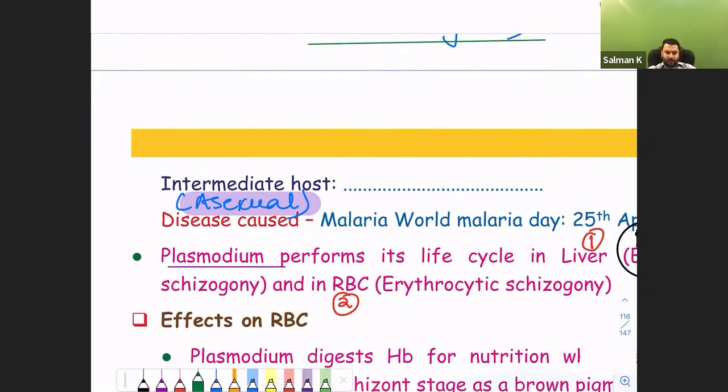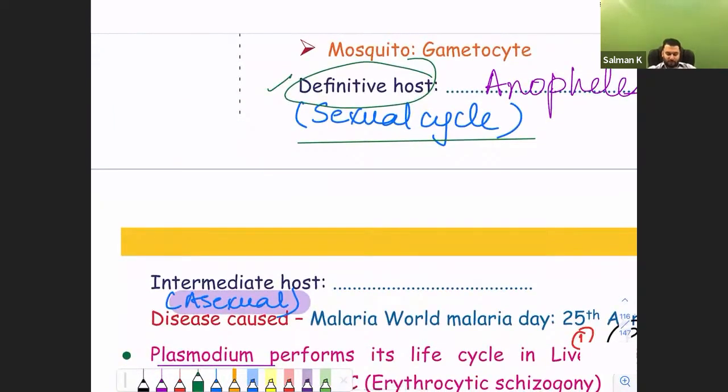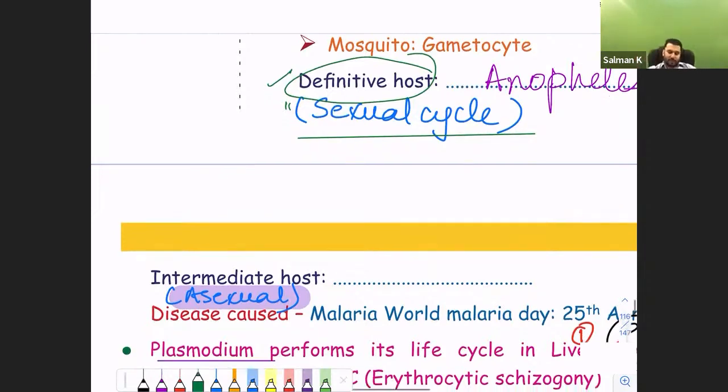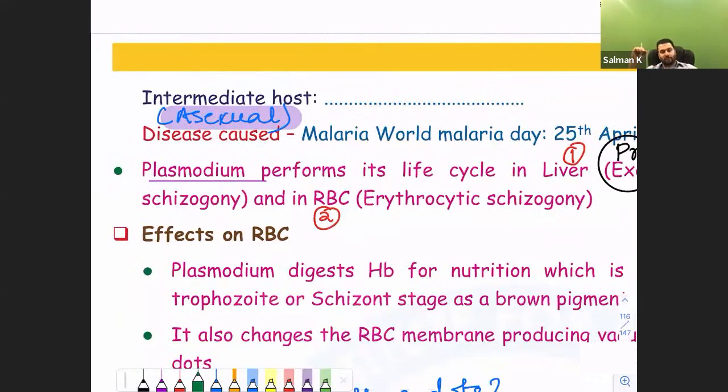Okay, are these two words clear? So in one of them, it basically controls the sexual cycle, and in the other, asexual one. That's how the names are, definitive and the intermediate host. For the malaria topic, the mosquito is the definitive host. That means sexual cycle takes place in the mosquito, whereas intermediate host for this is man. Human being is the intermediate host. Now you should be knowing Plasmodium performs its life cycle in two places. One is in the liver, second is in the RBC.